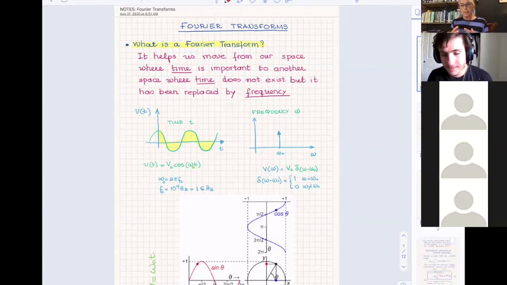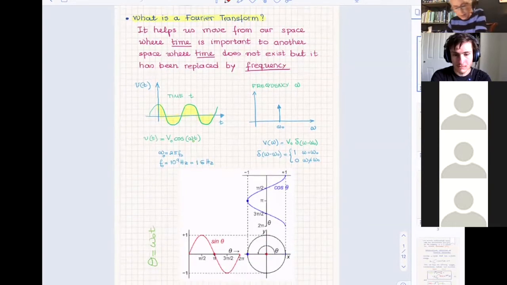So it is critical to understand what is happening when we transform our circuits from the space that incorporates time, and that's where we live, to a new space where time gets eliminated and is replaced by frequency. That's a new space. We don't live in that space. We just made it because it helps us design circuits.